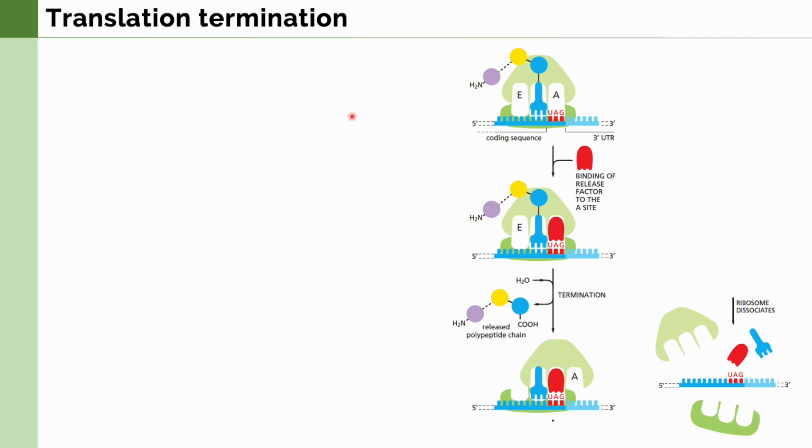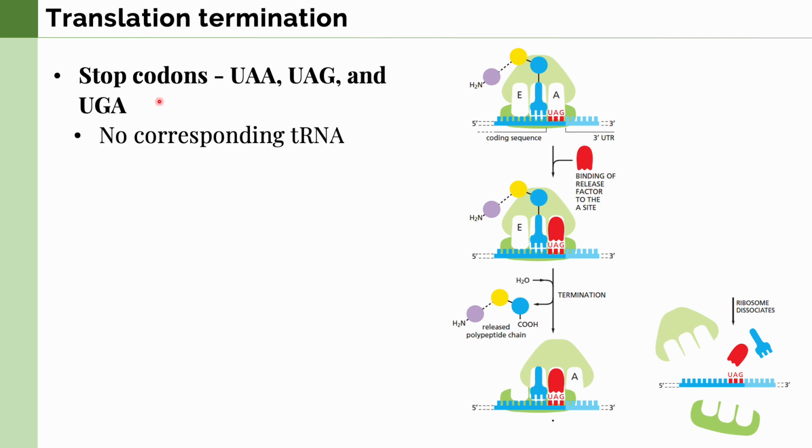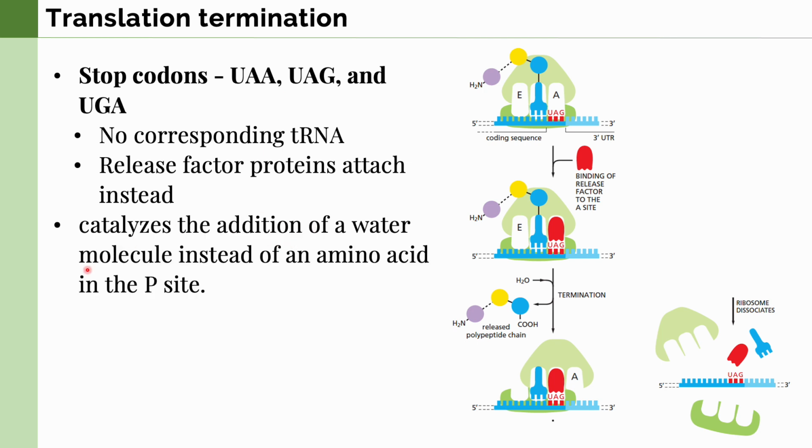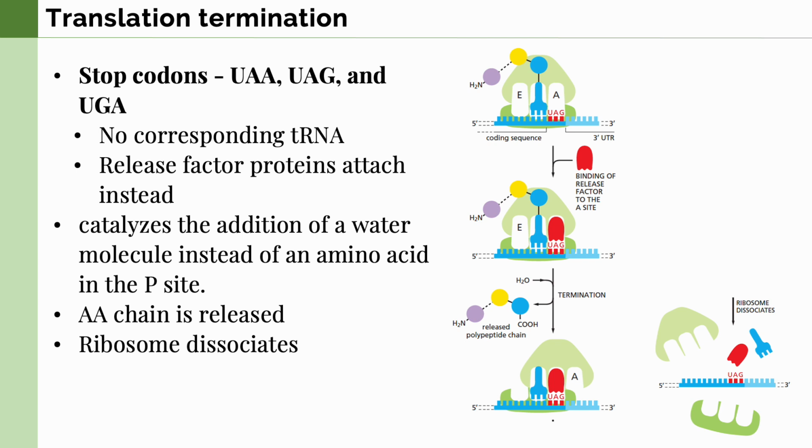Let's now talk about how translation is terminated. The ribosome goes along the mRNA until it encounters a stop codon. There are 3 stop codons in total: UAA, UAG, and UGA. These 3 stop codons do not have a corresponding tRNA, and instead, release factor proteins attach to the mRNA when these codons are detected. These factors catalyze the addition of a water molecule instead of an amino acid in the P site. This releases the amino acid chain from the ribosome, and once this happens, the ribosome then dissociates from the mRNA.